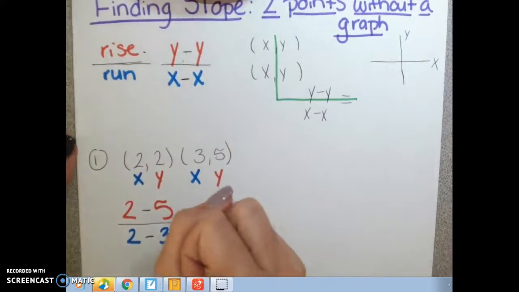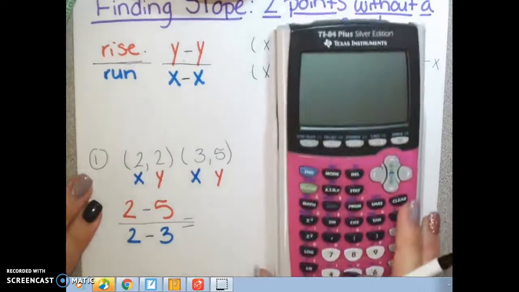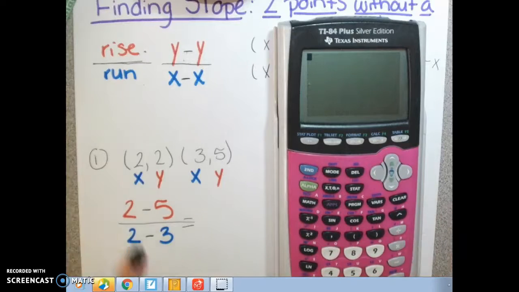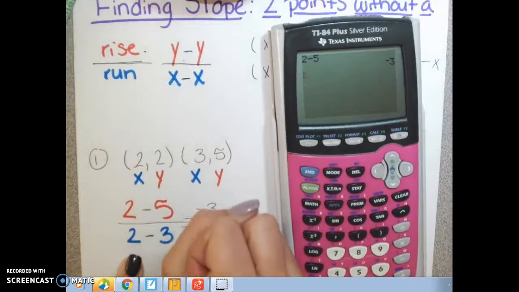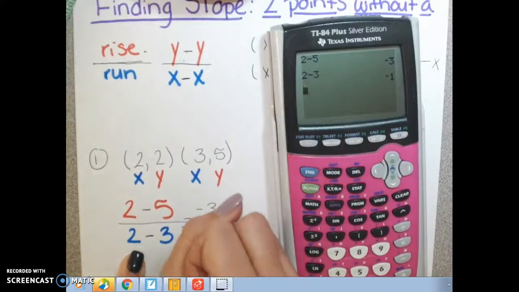Okay, if you need some assistance with this, you're going to take out your handy dandy calculator. Mine just happens to be pink. You need to clear it, you can. We're going to do 2 minus 5, which gives us negative 3, over 2 minus 3, which gives us negative 1.